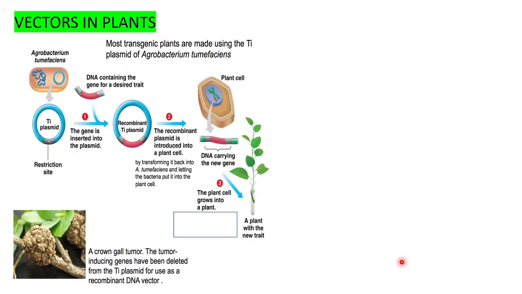Now next we will go to vectors in plants. How do vectors work in plants? As I already talked about in my previous lecture, the vector in plants is Agrobacterium tumefaciens. Agrobacterium tumefaciens is a bacteria which is also called a natural genetic engineer. Why is it called a natural genetic engineer? Because this is a bacteria, and it has a plasmid. Definitely it will have a plasmid.